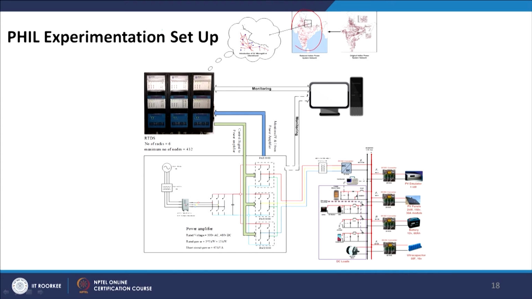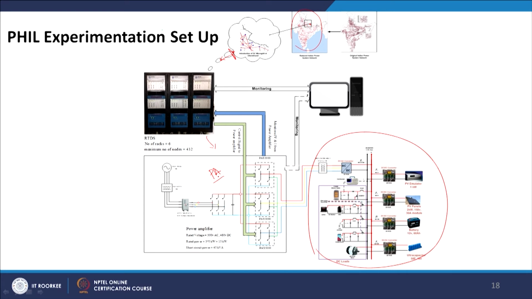Now if you take the Indian grid at large, so this is my Indian grid, and at a particular bus of that Indian grid, we can come down to the distribution level, and at that bus we can connect our DC microgrid with the help of a real time simulator as well as a power amplifier.